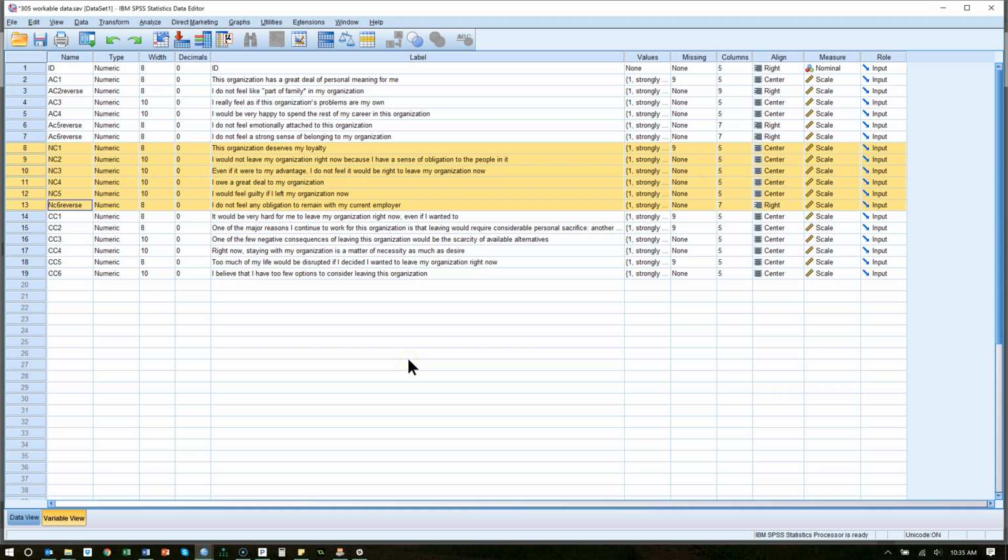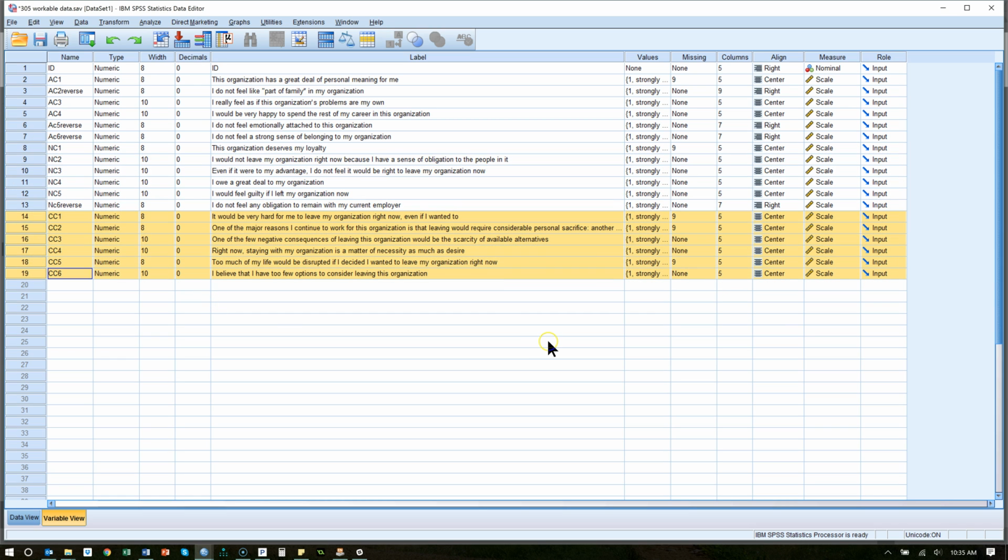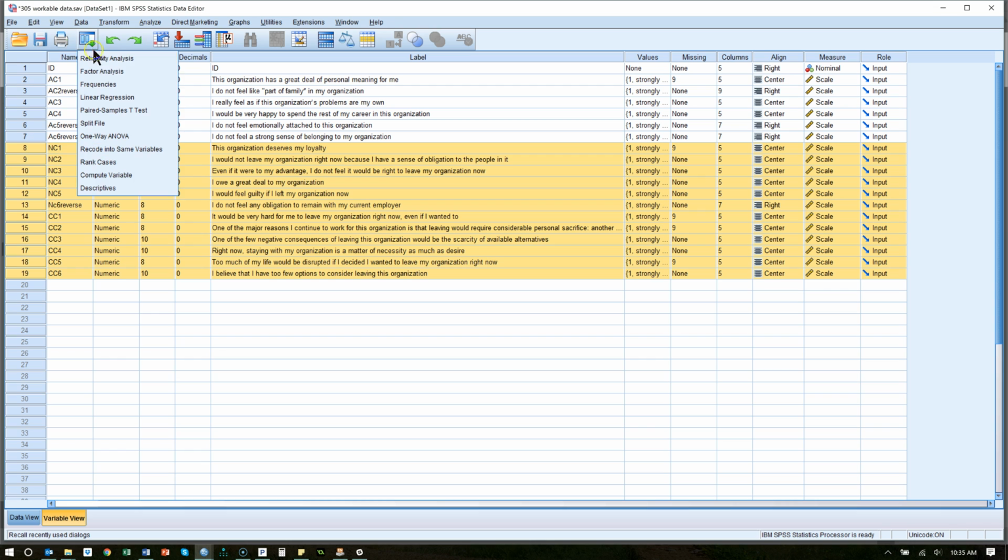The organization deserves my loyalty. I would not leave my organization right now. Yep, more loyalty stuff. And these ones, it would be very hard for me to leave my organization right now. All right, that feels a lot like NC. One of the major reasons I continue to work for this organization. Okay, so this is switching costs, transition costs. But boy, those are very similar. I'm guessing CC and NC are going to load really strongly together. So let's see what happens.